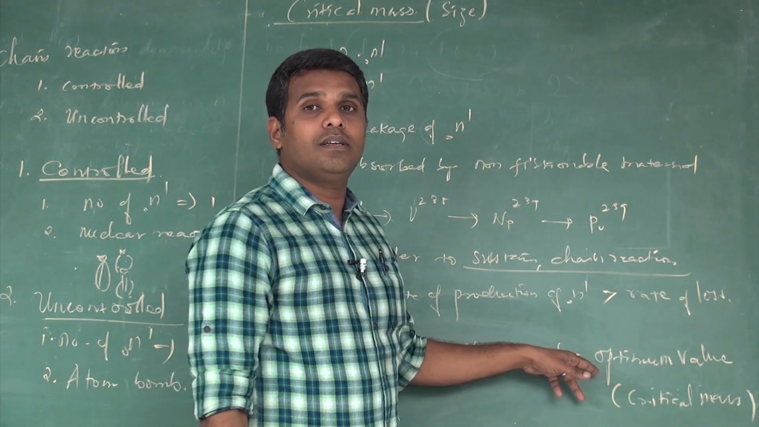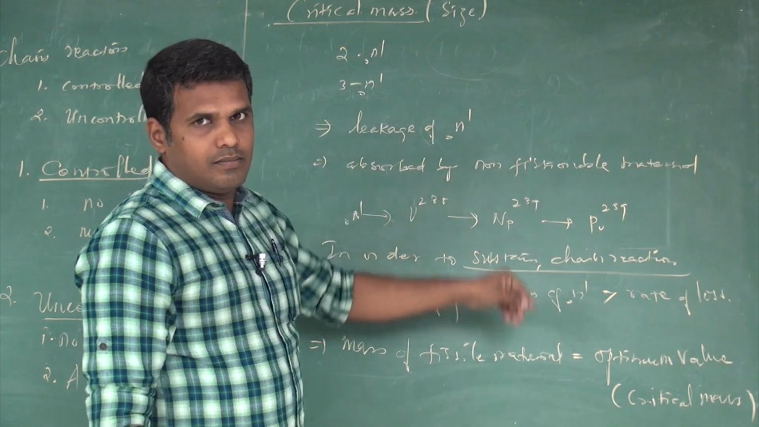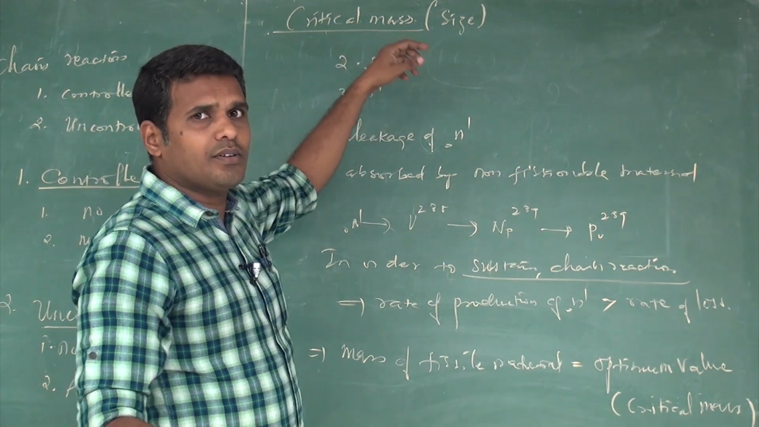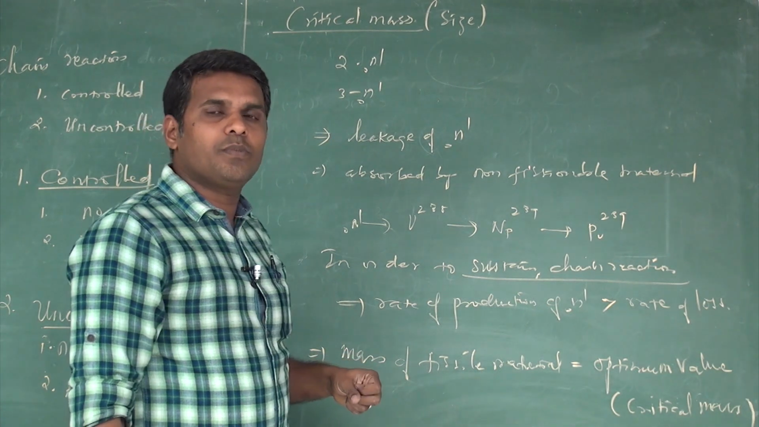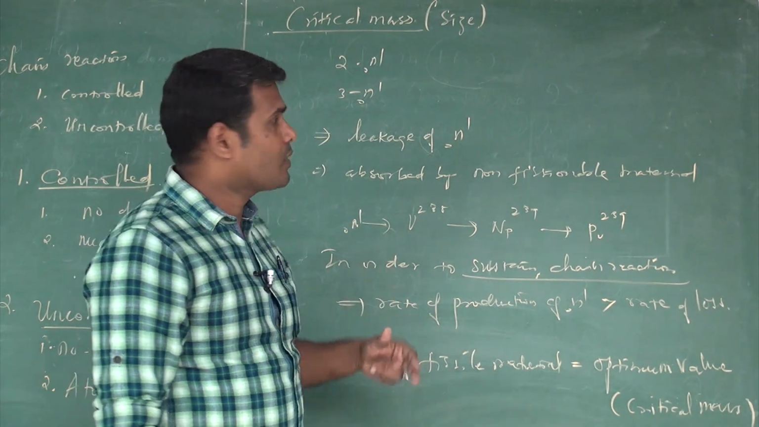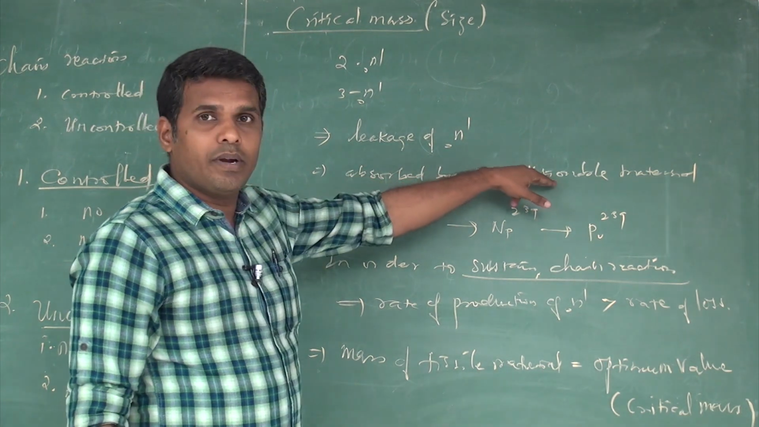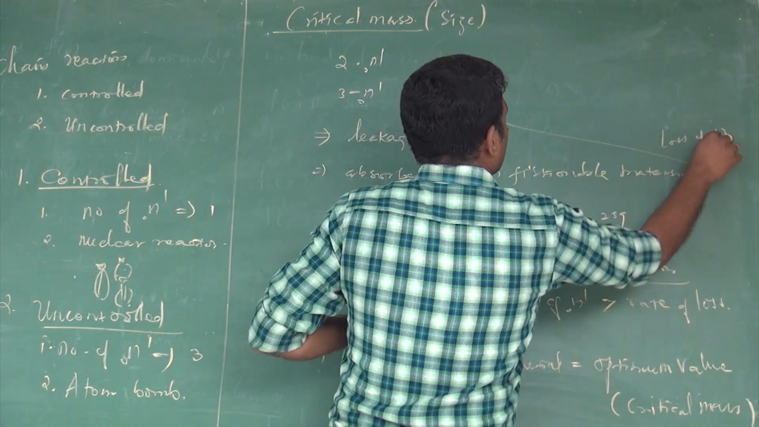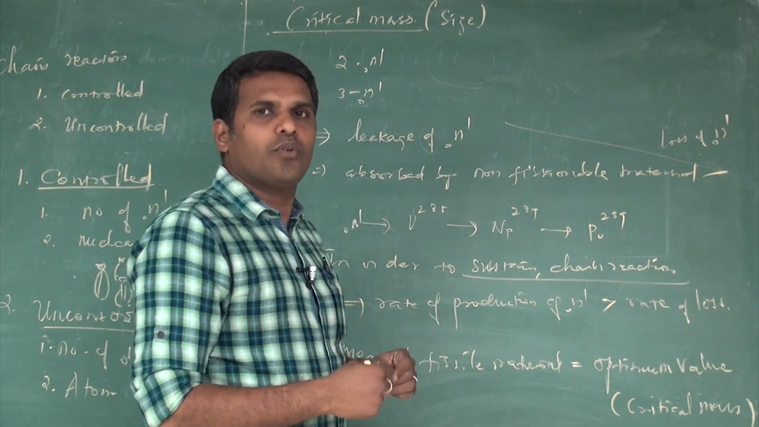So the optimum value of the nuclear fissile material is called critical mass. So we can have a look here. What is critical mass or critical size? As you know, in a nuclear fission reaction, either 2 or 3 neutrons are released. All the neutrons may not be available to carry out further fission chain reactions. Some of the neutrons may escape out of the system. We used to call it leakage of neutrons. And some other neutrons will be absorbed by the non-fissionable materials. This too leads to the loss of neutrons. Since the neutrons are lost, the fission chain reaction cannot be carried out further.